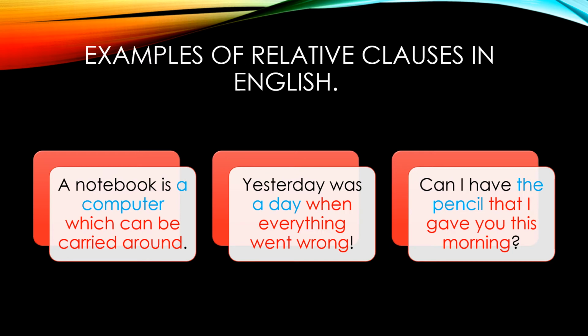As you can see, as I stated before, relative clauses cannot be sentences by their own because you can't just say which can be carried around, or when everything went wrong, or that I gave you this morning. So that's why they are dependent upon the main clause, which in the first sentence would be a notebook is a computer, which can by itself be a sentence.